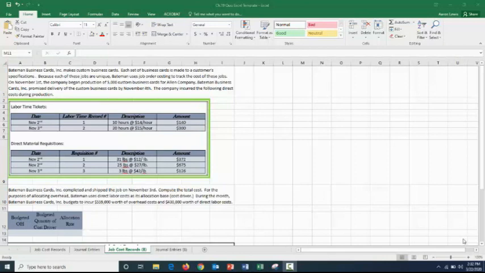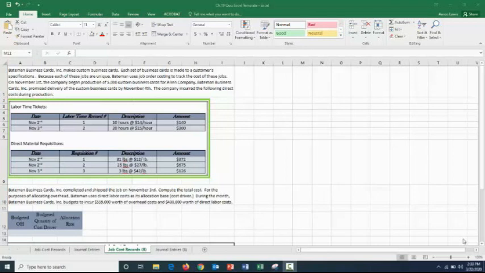On November 1st, the company began production of 5,000 custom business cards for another company called Allen Company. Bateman Business Cards Incorporated promised delivery of the custom business cards by November 4th, and they incurred the following costs during production. So what we have here are 2 sets of costs: labor time tickets and direct material requisitions. Labor time tickets are people punching their timesheet saying, I'm working on this specific job. In this case, I'm working on the Allen Company job. That cost of labor gets tracked and put into the cost of producing these 5,000 business cards that we're going to send to Allen Company.